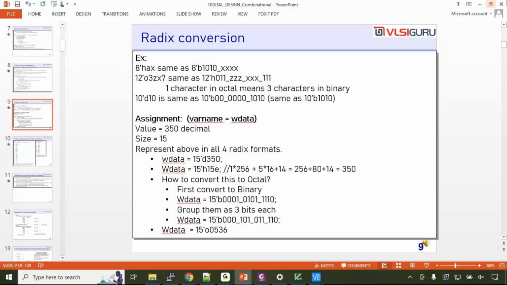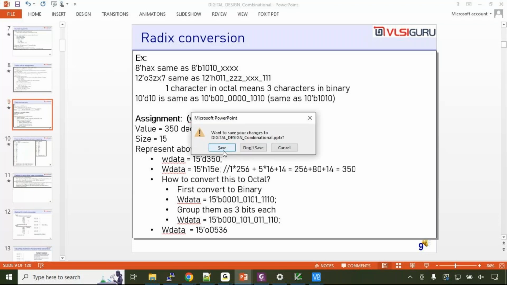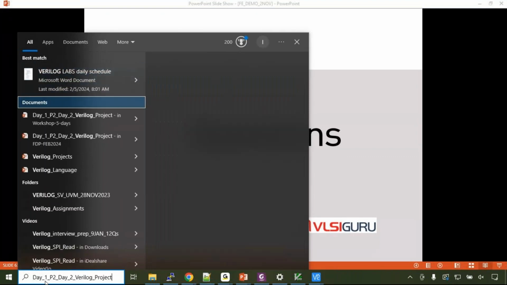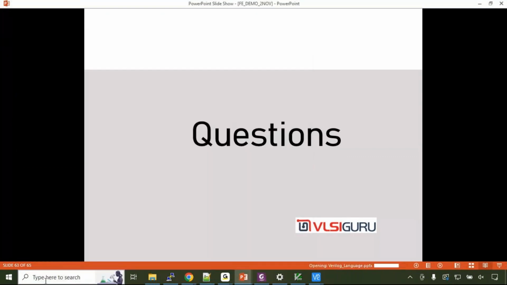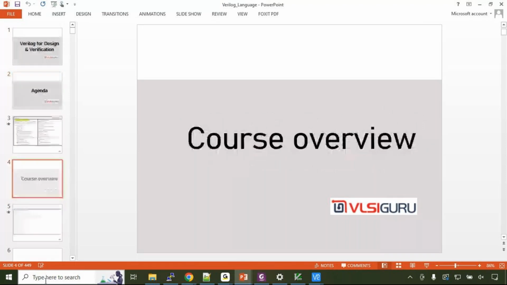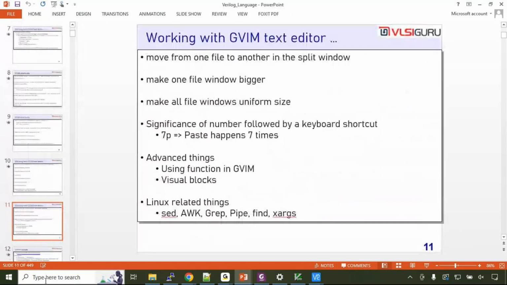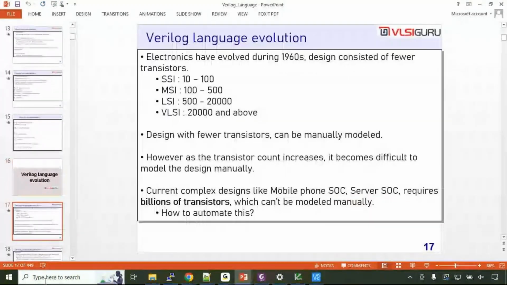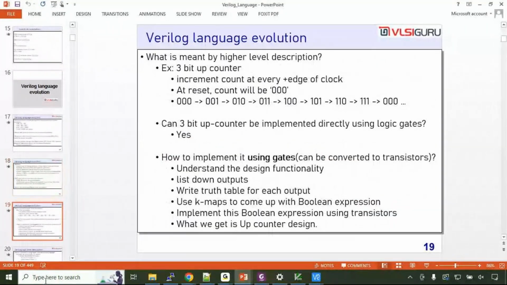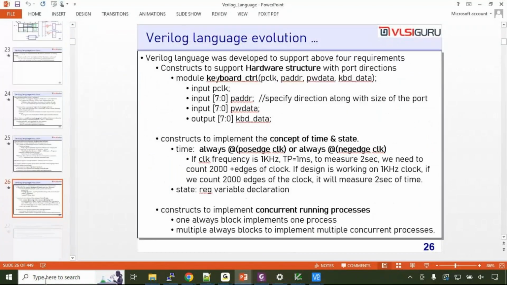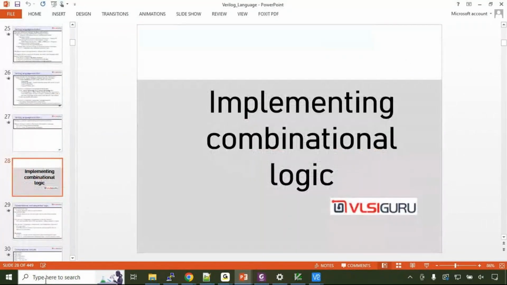Even if I go to Verilog, the Verilog language also is covered from the very basics. How to work with the GVim text editor, though not related to Verilog. Then basics of Verilog, how the Verilog language has evolved, what is the advantage of Verilog, then how to do some simple designs in Verilog, simple combinational logic in Verilog. That level we start.